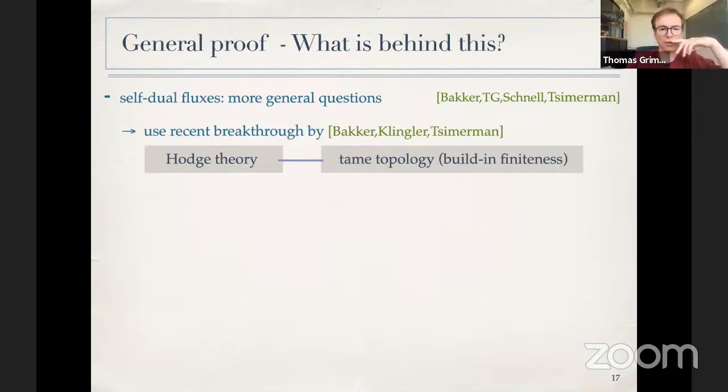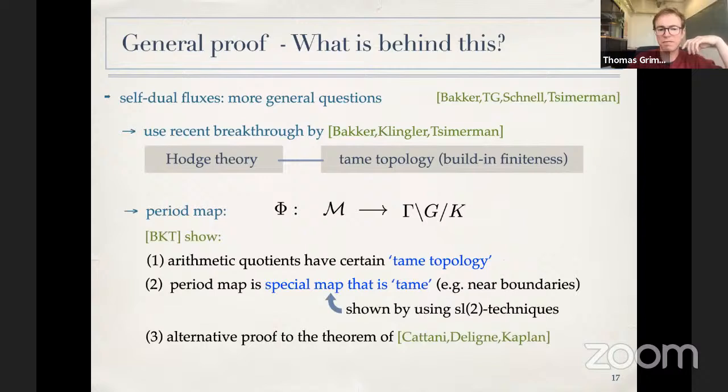And what is this more powerful result? Well, it comes from a recent breakthrough connecting Hodge theory with a field of mathematics coming from logic, namely tame topology. So what have these mathematicians done here? They have shown that this period map, so before I called it the period integral pi, has certain very nice properties. In fact, they show that it is tame. And they use these SL2 techniques, which I introduced before. And what they have given is an alternative proof of the theorem of Cattani, Deligne, and Kaplan.